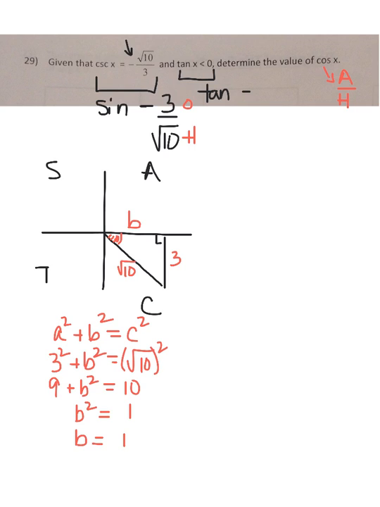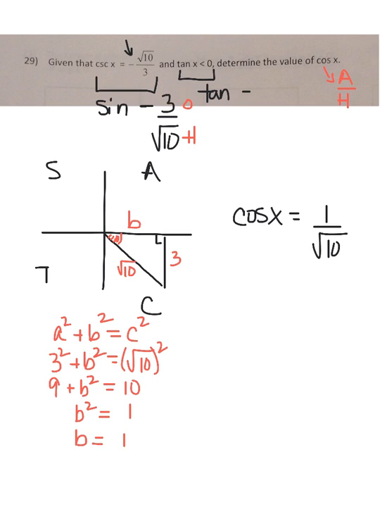All right, so we want the cosine of x, and we know that that's adjacent. So again, let's go back. Adjacent is b, which I know is 1, over the hypotenuse, which is radical 10. So 1 over radical 10.